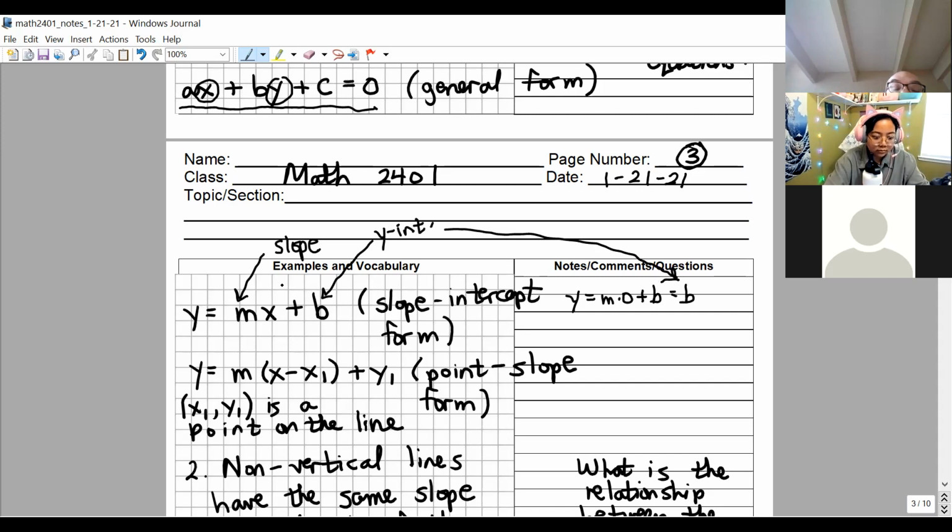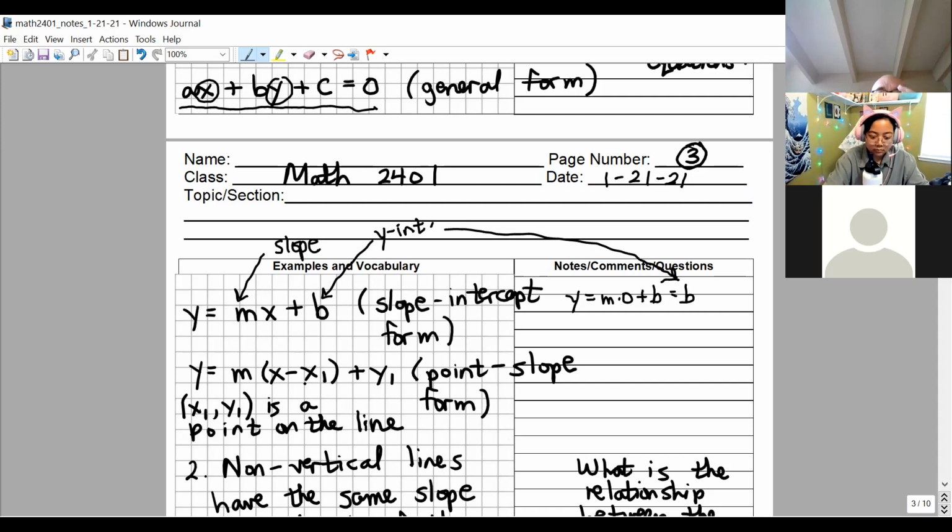But now keep in mind, that is when the line is written in slope-intercept form. That means the equation is solved for y, and the right-hand side of the equation is simplified. Now, there's another version of linear equations where the equation is solved for y, but the right-hand side is not completely simplified, okay?